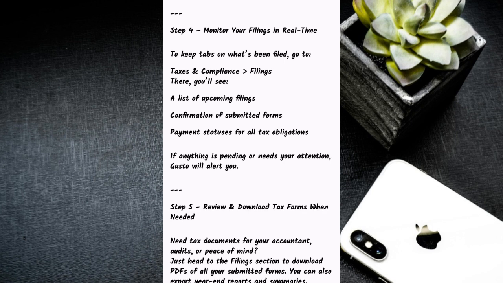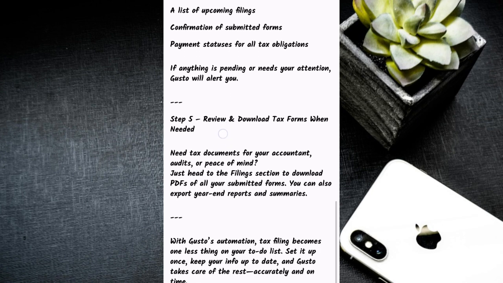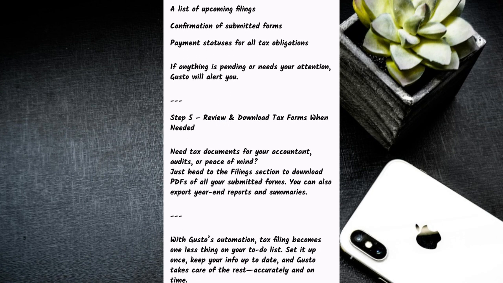Step 5, review and download tax forms when needed. If you need tax documents for your accountants, audits, or simply your peace of mind, just go ahead to the filing section to download PDFs of all of your submitted forms. You can also export year-end reports and summaries. With Gusto's automation, tax filing becomes one less thing on your to-do list. So set it up once, keep your info up to date, and Gusto will take care of the rest accurately and on time.